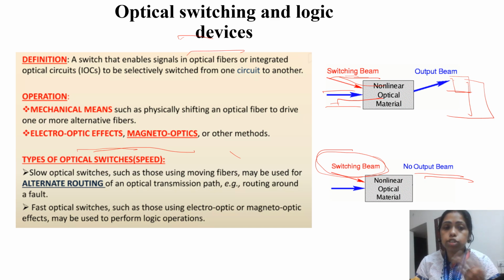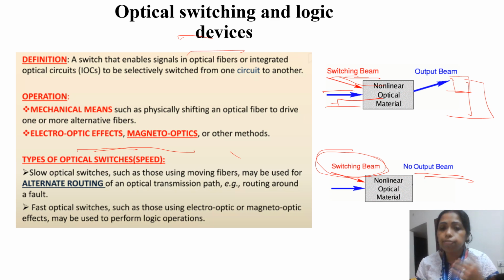The optical switches, based on speed, can be divided in two different ways: slow optical switches and fast optical switches. Slow optical switches are like that manual approach. We move the optical fiber and change the route in the photonic integrated circuit. Suppose we place the optical fiber for one photonic integrated circuit. Sometimes we change the position of the optical fiber, so that the light will not enter this circuit, and it will go into the other photonic circuit. So this is the rerouting, or alteration of routing, concept. This is the slow process.